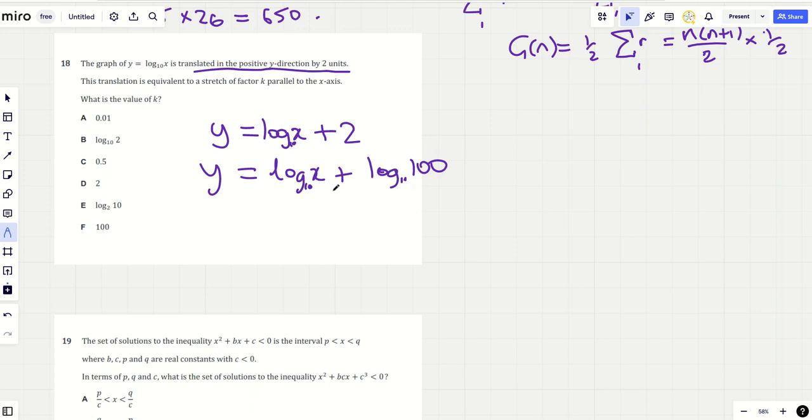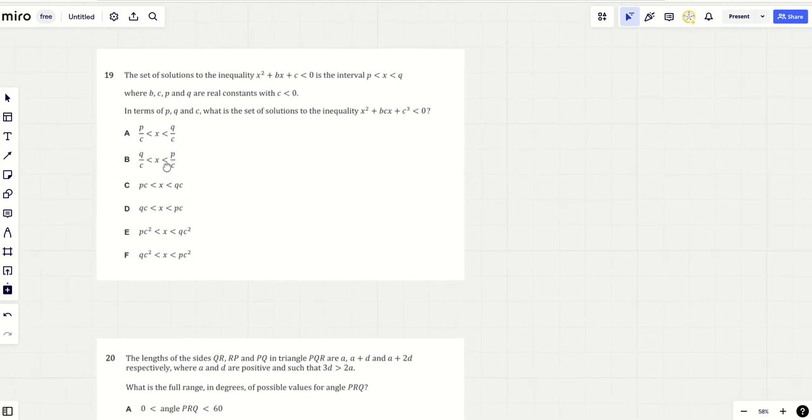So you can just write it like that, and then immediately come to log base 10 of 100x, and then realise, so moving it 2 up is equivalent to stretching it by a scale factor of 1 over 100, which is 0.01. And there we go, it's A. So that one's really quick. Okay, this one's not going to be so quick.